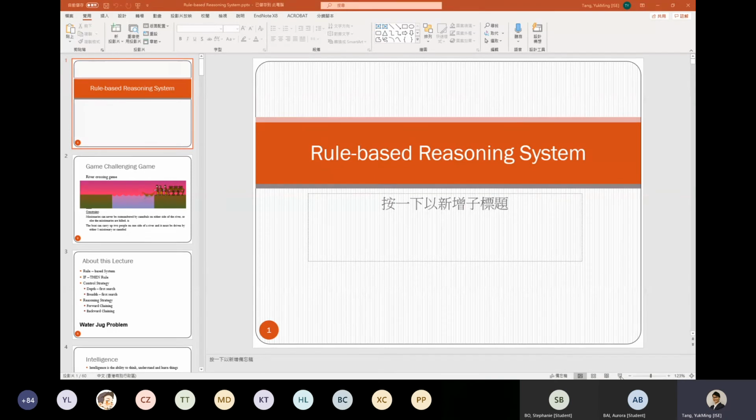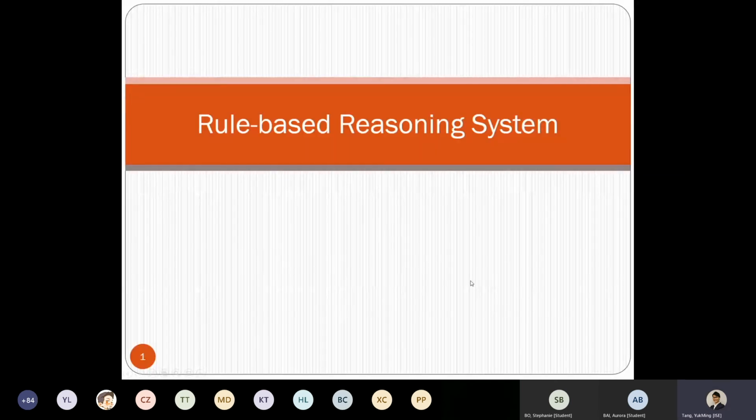Hello, we are back. Now you should be able to see my PowerPoint and my cursor, right? Because I'm showing you my desktop. So first of all, we talk about the topic of rule-based reasoning.